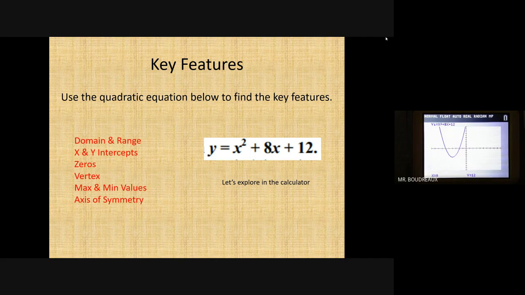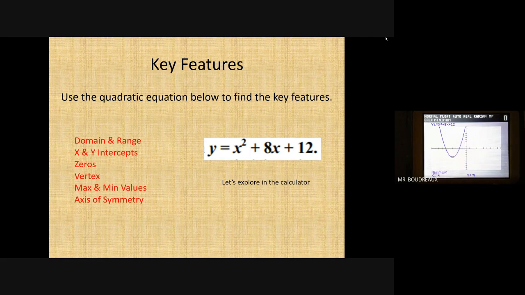All right, now let's look at vertex. Our vertex is our turning point, and you see it turns down here. That's a minimum. So we're going to hit second trace and go to minimum. That's option 3. Again, left boundary just means to the left side of my key feature in question, right boundary to the right side of my key feature in question, and then it's going to guess right there in the middle: -4, -4.